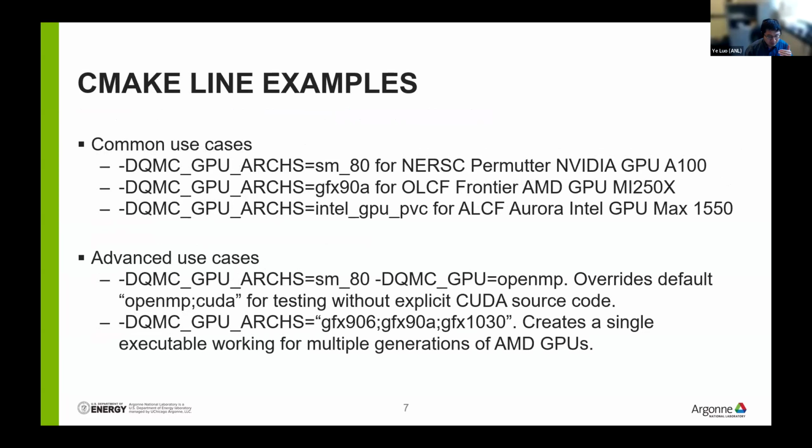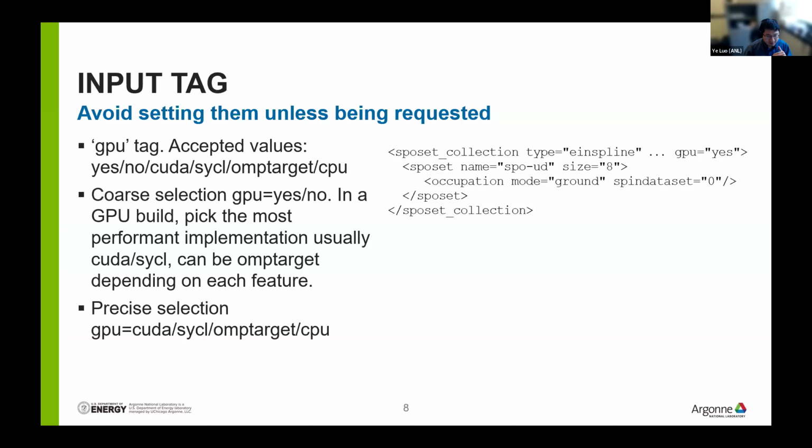Okay, so now is the second part about how to set up the run. Before starting all the machine-related things, of course, we need to think about all the interactions between the QMCPACK input and the code. Within the current code, for all the GPU flags there's only one name. It's called GPU equals something. It has a coarse-grain selection, yes or no, and a fine-grain selection for specific implementations.